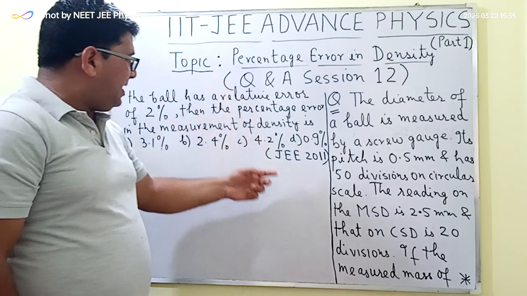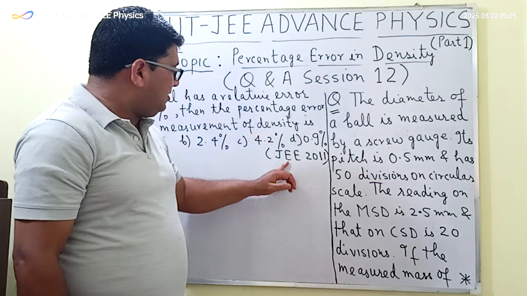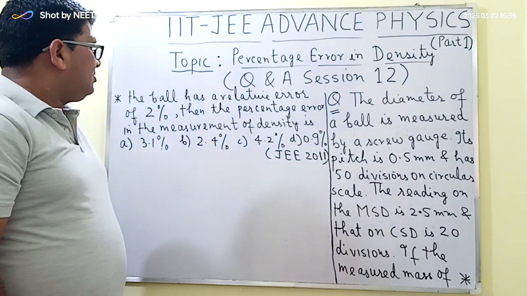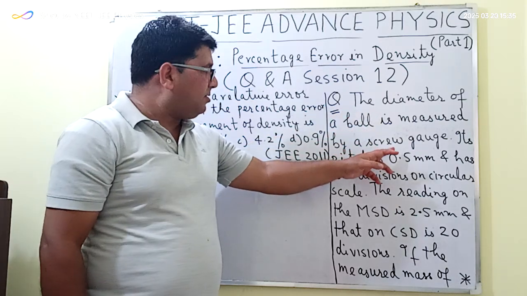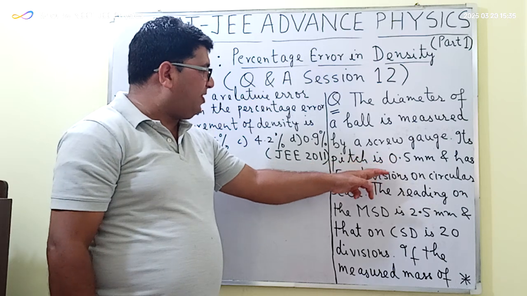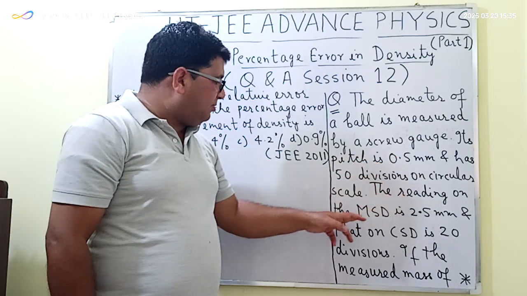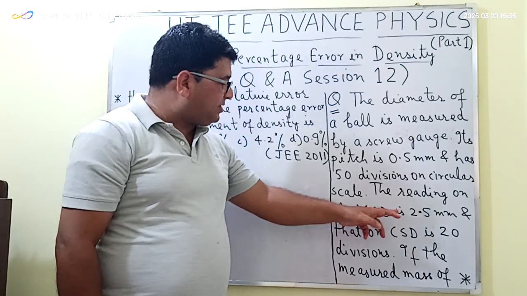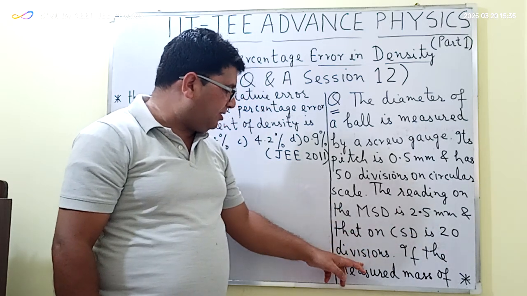Based on this topic, I have selected one question for this session, which was asked in the IIT-JEE examination in the year 2011. The question is: the diameter of a ball is measured by a screw gauge. Its pitch is 0.5 mm, and it has 50 divisions on the circular scale. The reading on the main scale division, MSD, is 2.5 mm, and that on the circular scale division is 20 divisions.